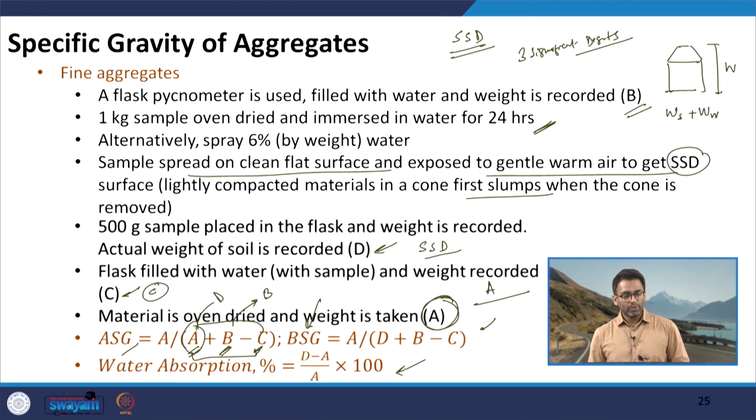So, we will stop here, and I hope that this discussion on specific gravity of aggregate is clear to you. I will repeat again that the specific gravity is a very important test from the perspective of mix design, and appropriate and accurate determination of specific gravity, at least up to 3 significant digits, is very important for successful calculations in mix design.